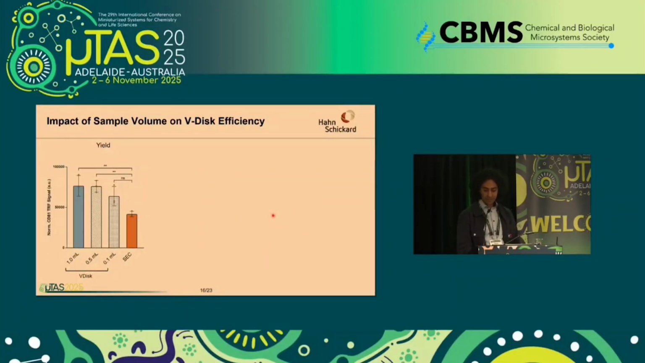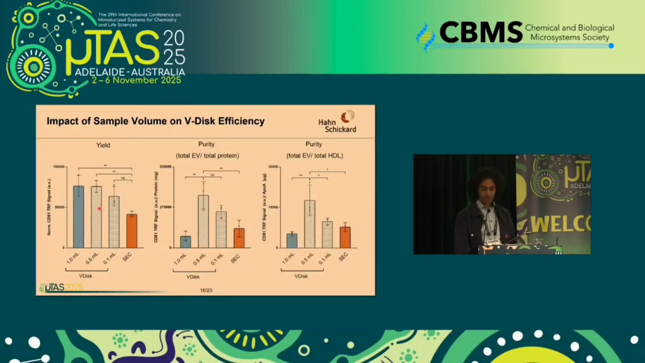So the graph shows here that the yield of each method, independent of sample volume, in all three variations of the VDisk, shows higher yield compared to the SEC. And the other two graphs basically show the purity of the EV as a signal to contamination ratio. For example, this middle graph shows the ratio of total EV to total protein, and in this case, it's a ratio of total EV to total HDL. And in both cases, we realized that the VDisk processing 0.5 ml of the sample is giving the best results.